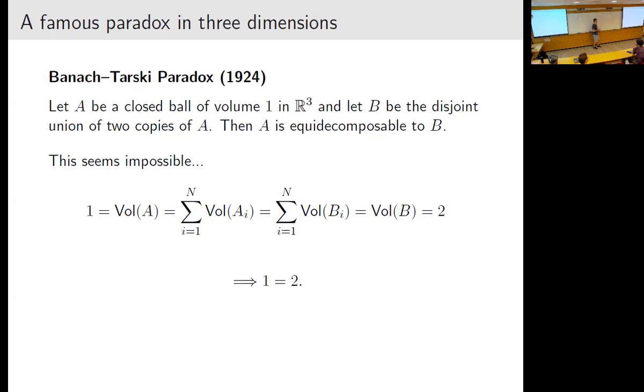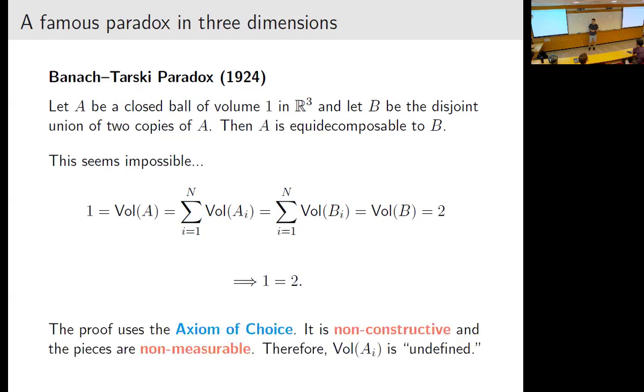I mean, math would be inconsistent. But yeah, so the reason this actually isn't a contradiction. The idea is that the pieces are going to be non-measurable, right? Which kind of means that they have an undefined volume. And therefore, when I'm doing this calculation, the volume of A_i doesn't exist, right?